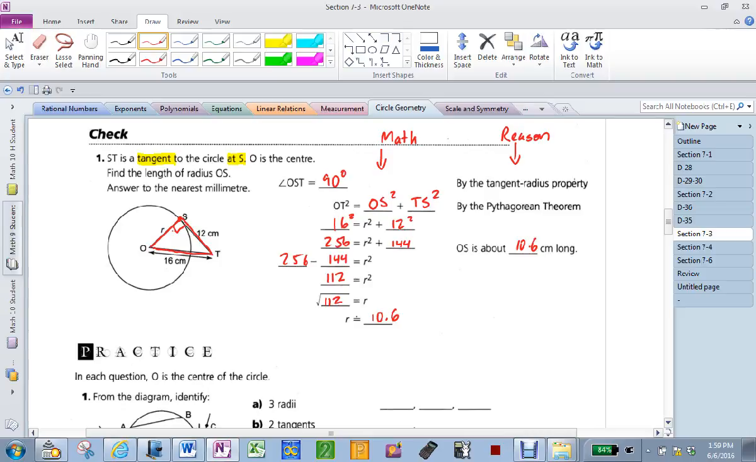Can you forget this property, tangent radius, tomorrow? Should you forget it tomorrow? No, because we're probably going to use it again, just like we use this simple fact so many times since. Understand? Okay.